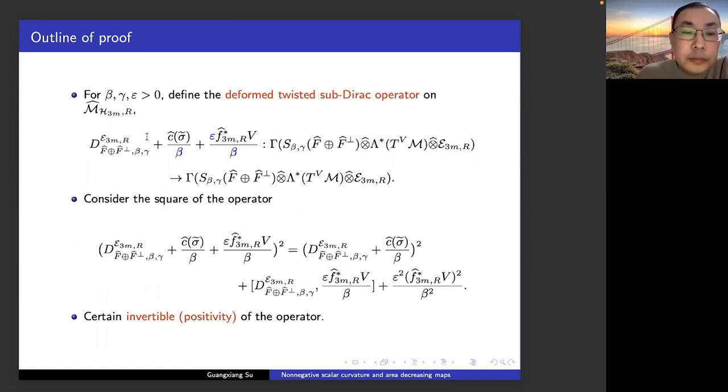Now, we can define the deformed twisted sub Dirac operator on the cone fibration. The first term is the deformed sub Dirac operator, the second term is deformed by the vector sigma tilde, and the third term is deformed by the endomorphism on the spinor vector bundle. So we compute the square of this operator, which is equal to three terms. We need to prove a certain positivity of this operator.